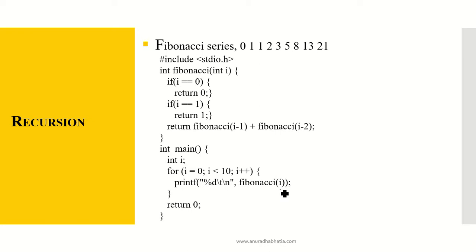Fibonacci of i is 0, which is passed. If i is 0, return 0, so 0 will be printed. If i is 1, return 1, so 1 will be printed.